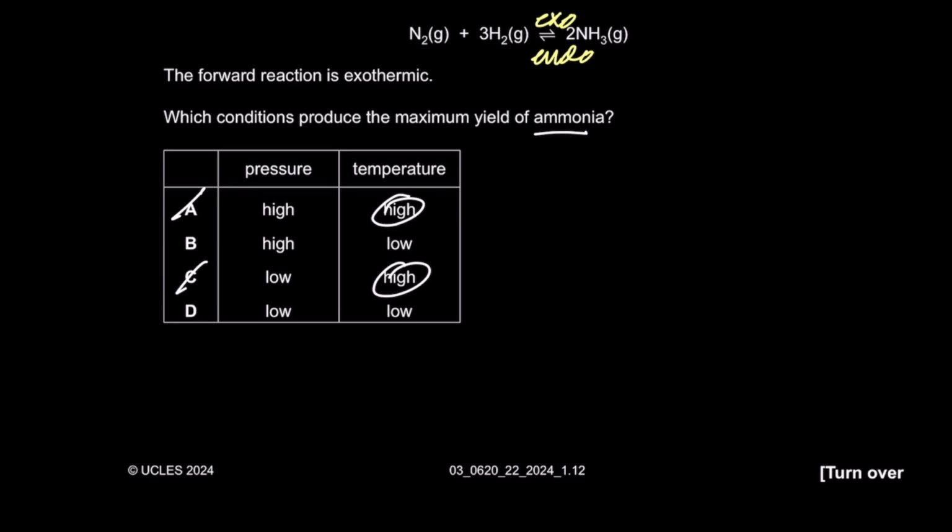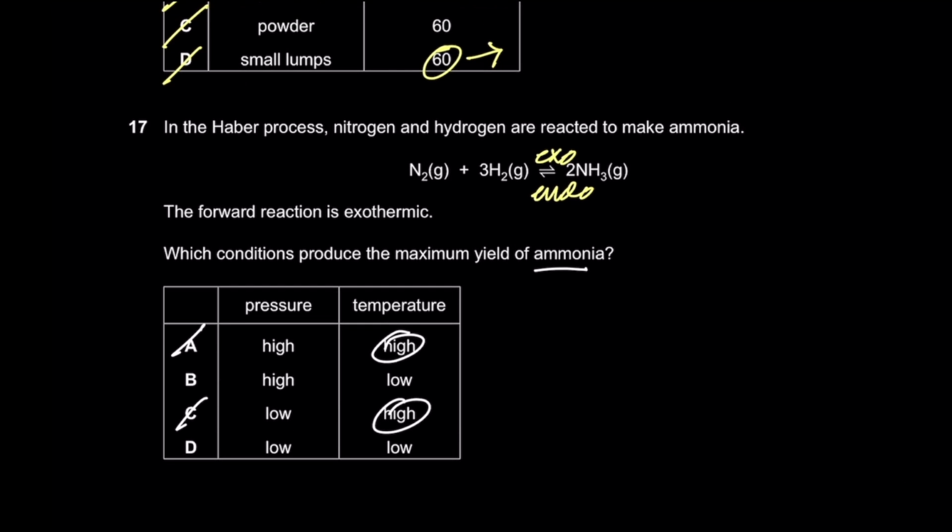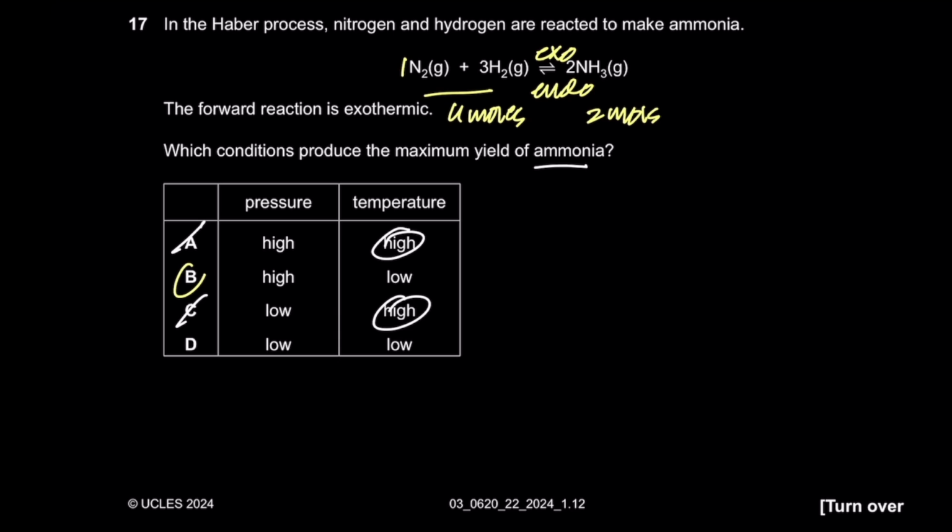And between B and D, you also need to look at the pressure. So what will happen to the pressure? On the left hand side, you have 4 gaseous moles. And on the right hand side, you have 2 gaseous moles. So what happens? Increase in pressure favors fewer gaseous moles. The position of the equilibrium will shift to the right hand side, making more ammonia, right? So you need a high pressure, not a low pressure. Done? Okay, perfect.